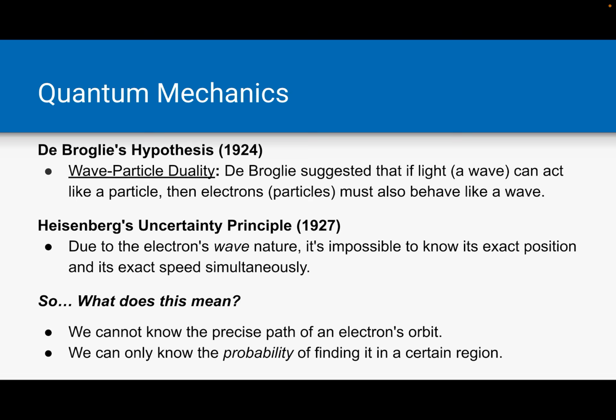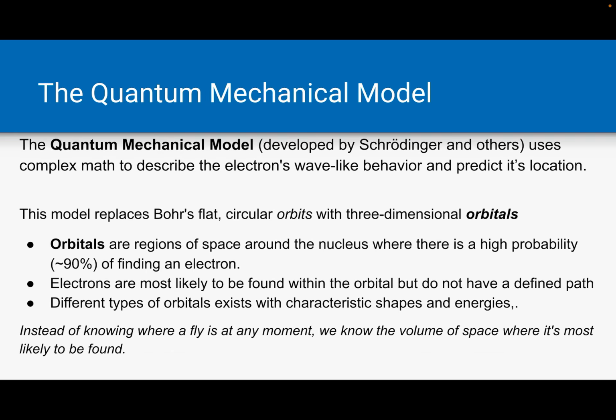What this means is you cannot know the precise path of the electron's orbit. You don't know where it is at any given point in time, and there's no way for us to predict its actual location. What we can do though is calculate a probability of where we think it might be, and we can develop these probability maps to indicate where we think it will probably be. Okay, so let's get to what that looks like.